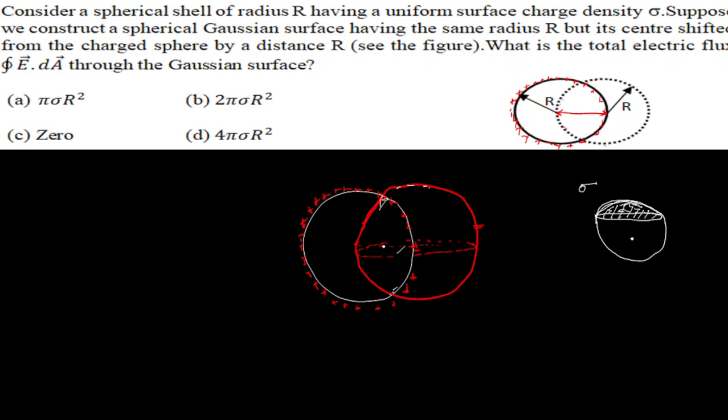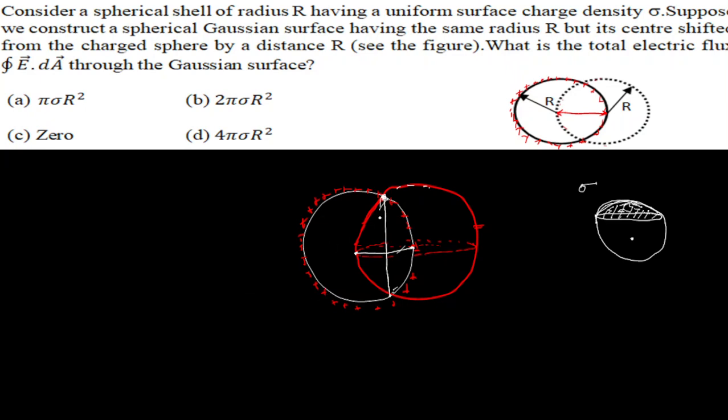So how can we calculate the area of this portion? For that we know the distance between these two points is r, and also let me just draw a perpendicular line like this from here to here.